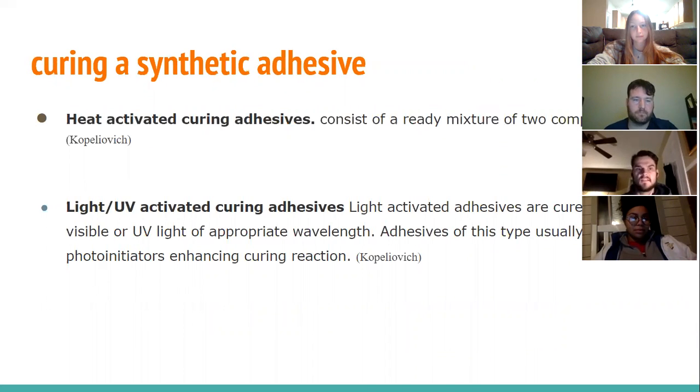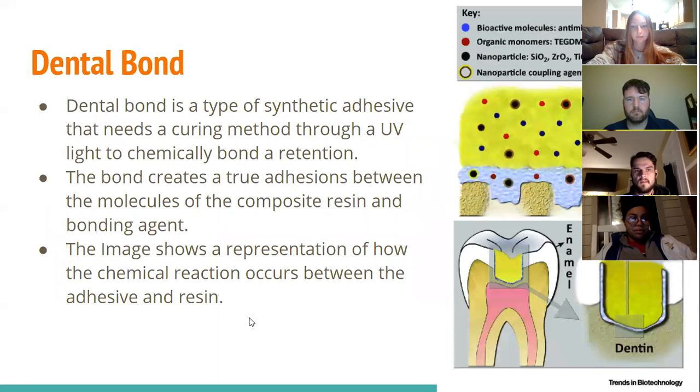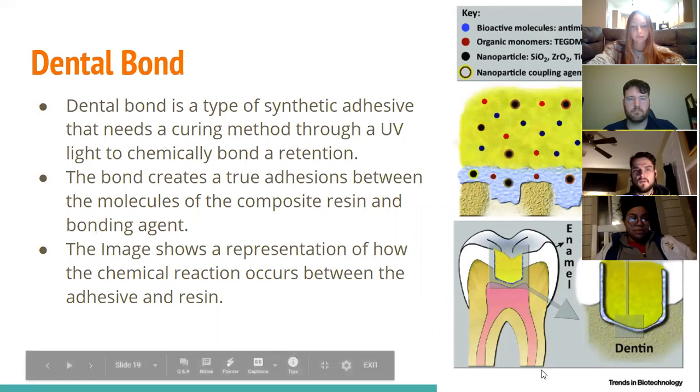Many synthetic adhesives need a curing method to bond. First is heat-activated curing adhesives. This consists of a ready mixture of two components. Next is light UV-activated curing adhesives. Light-activated adhesives are cured under a visible or UV light of appropriate wavelength. Adhesives of this type usually contain photoinitiators enhancing curing reaction.